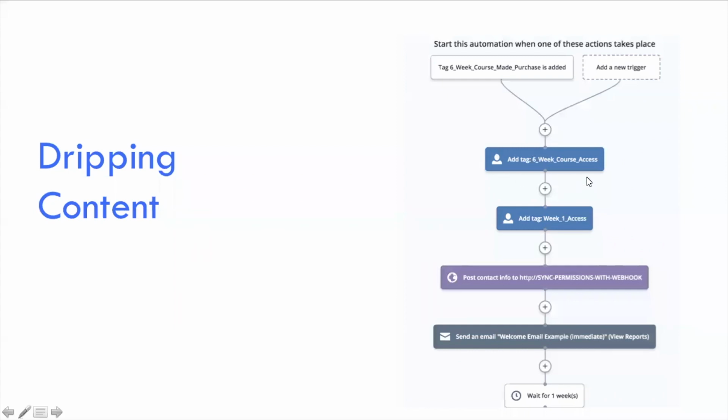In the automation, there's a tag being assigned which provides them access to the entire course. It's not that it provides them access to everything, but there is a condition in the system that they need to have this tag before they can see anything. And then also a tag that is specifically for week 1. Then there is a synchronization call and a welcome email that tells them this is your login information, and you can start using it.